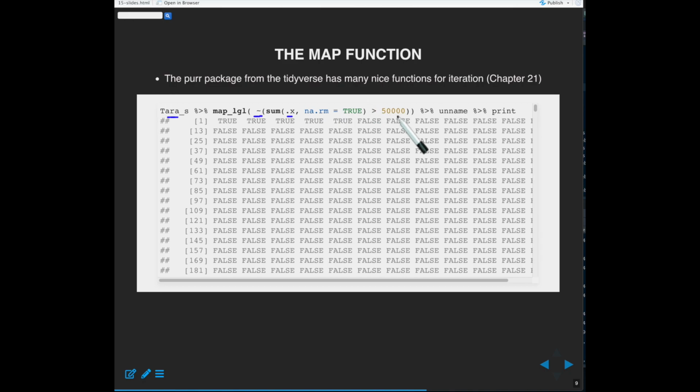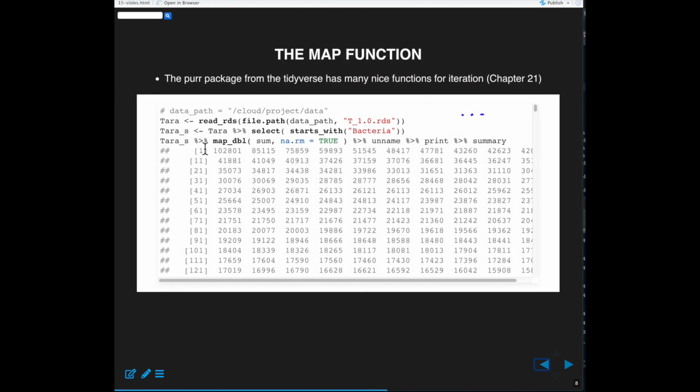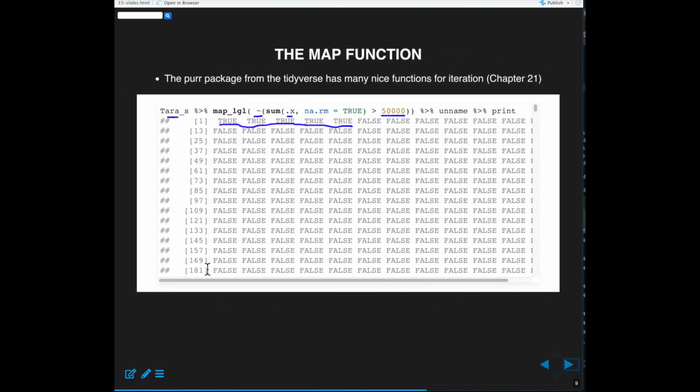Otherwise it returns false. And so here you can see that it's only the first 5 taxa that have more than 50,000 reads. In fact, I didn't even know this, but they had sorted the data; the columns are sorted by most to least observed. So you see these guys here are the ones above 50,000, and then it drops off below 50,000. And this is sorted. You can check that out. Okay, so that's the map logical function, and it works, again, very similar to the map double.